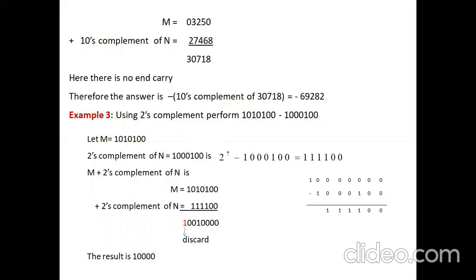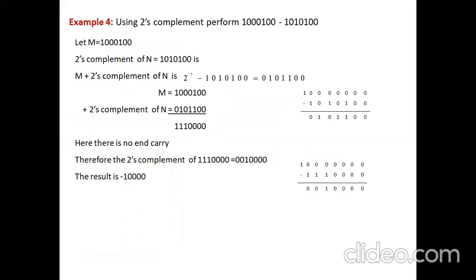So now when we add m plus 2's complement of n, that is m plus 2's complement of n. So what happens is, when you add these two numbers, we are getting the carry, and we are discarding it. Now the answer is simply we are removing the 2 zeros, and we are writing the answer as 1 4 zeros. That is what we get. And after that, for using 2's complement, perform next problem.